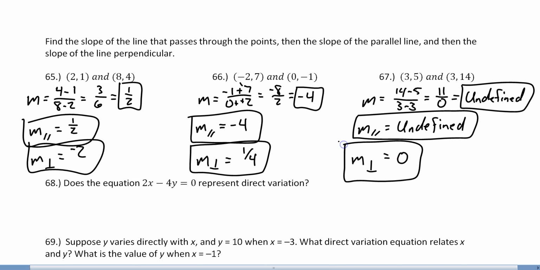You can also think of it this way. An undefined line is vertical. Therefore, the perpendicular line must be horizontal. It has a slope of 0. Okay?